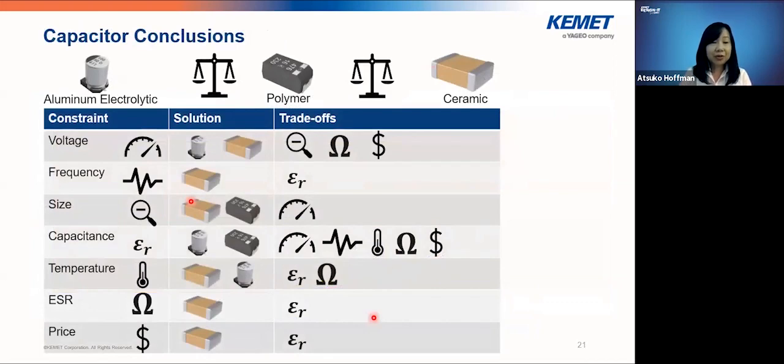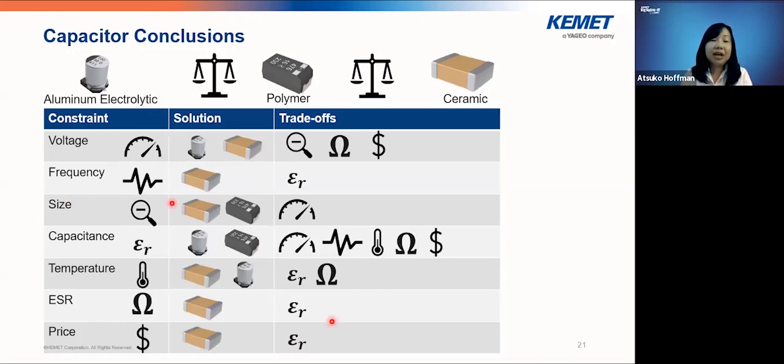And as a conclusion for capacitors, just like inductors, there are different design constraints or design parameters here: voltage, frequency, size, and there are suitable different solutions available, such as aluminum electrolytic capacitor, polymer, and ceramics, but there is always a trade-off for each. For example, if ESR is important and you want low ESR, then ceramic might be the best option. However, ceramic does not offer as high a capacitance as the polymer capacitor, so you may have to use multiple MLCCs in series and so on.